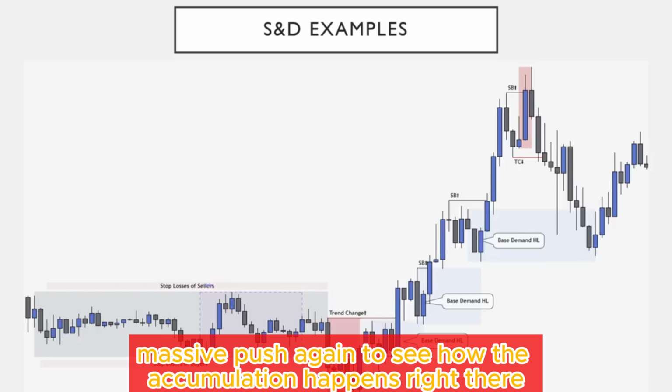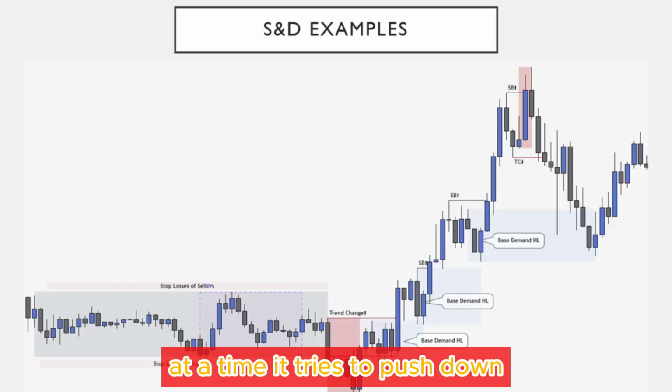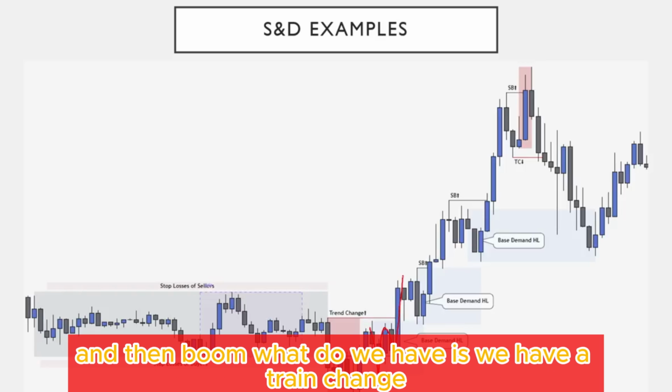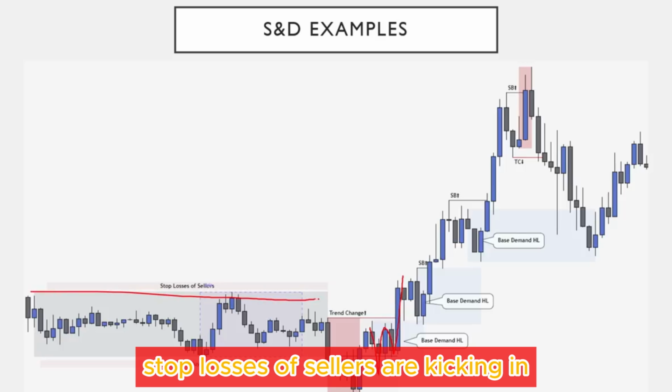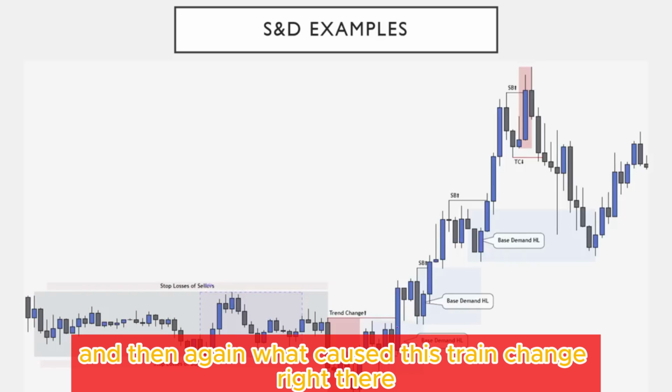Massive push. Again, you see how the accumulation happens right there. It looks like a lower high. Right at the time it tries to push down, it launches even more orders, and then boom. We have a trend change. Very good. What happens right there is the stop losses of sellers are kicking in. So this is what they want. And then again, what caused this trend change? Right there. What is this?